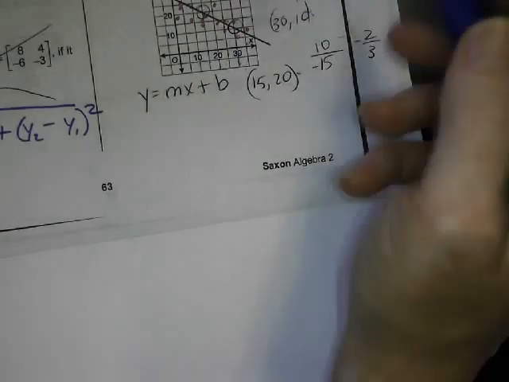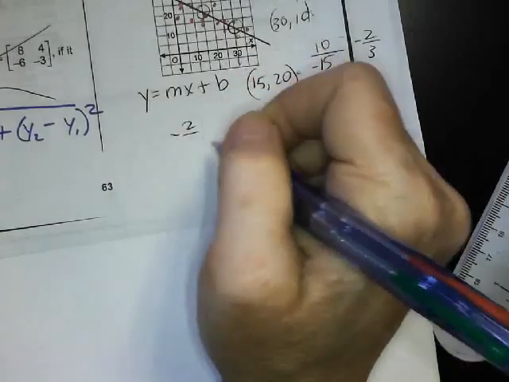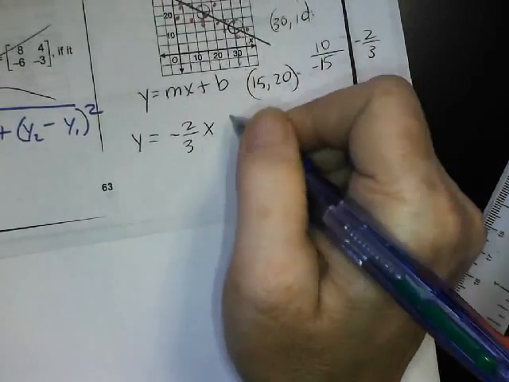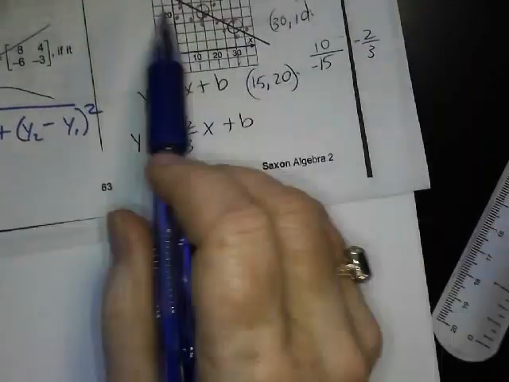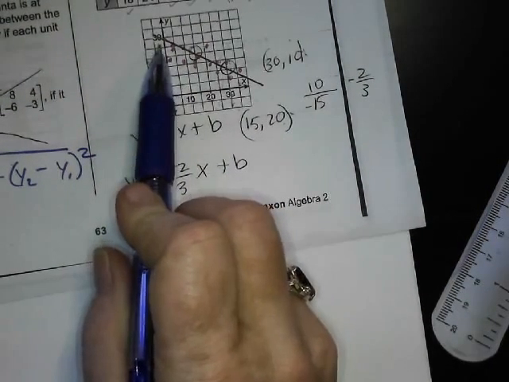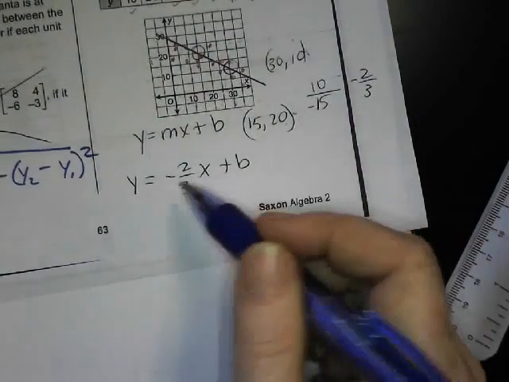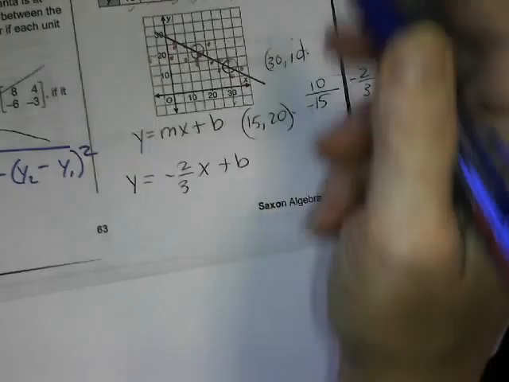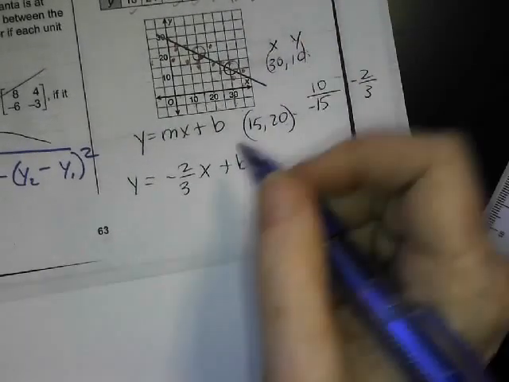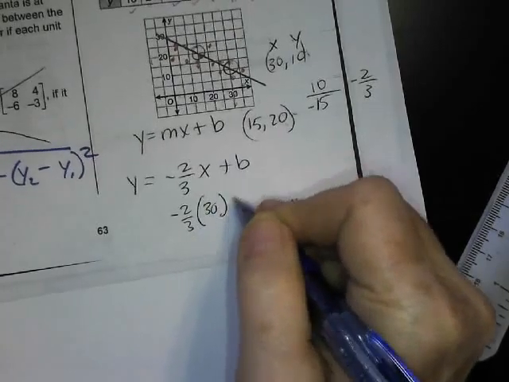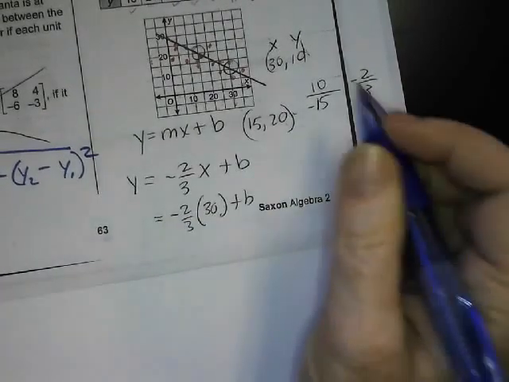So now you have a slope of negative 2/3 for me. You guys probably have a different slope. And that's y equals mx plus b. I'd like to know what b is. B looks like it's a little bit less than 30 on my graph. I can plug in one of my points. I think I'll use 30, 10 to plug in. This is an x and this is a y. So negative 2/3 times 30 plus b equals 10.